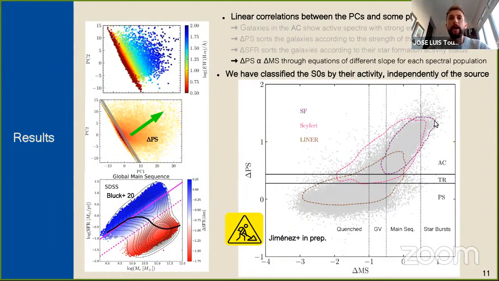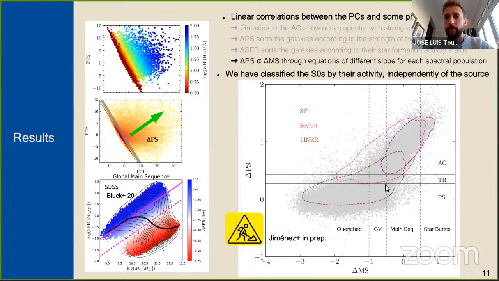Let me share with you some new results from the work of Cristina Jimenez. I love this plot because it helps us to understand what's the composition of our spectral classes, right? Here we are representing the parameter delta PS against the parameter delta MS for our sample of S0 galaxies. The horizontal lines are our spectral classes represented in this parameter, right? And the vertical lines split the population by their star formation status.